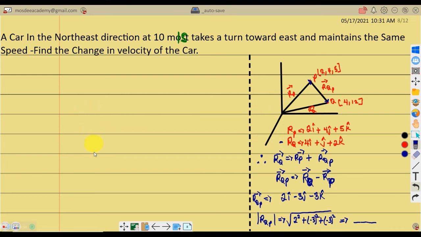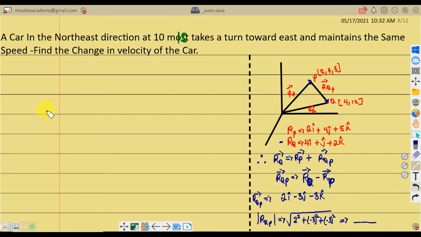And now we face what we have here. Now a quick one, my dear students, because of time. We have a car in the northeast direction at 10 meters per second that takes a turn towards the east and maintains the same speed. The question asks us to find the change in velocity of the car. So I think we need to draw the diagram to understand this. Still using our vector understanding and components of vector to solve this question.